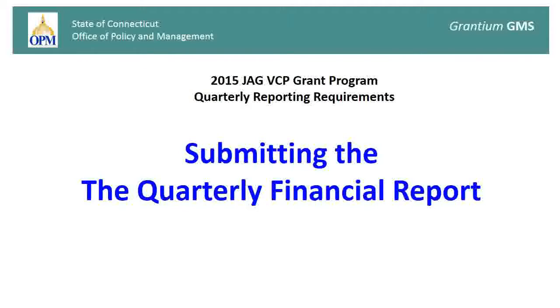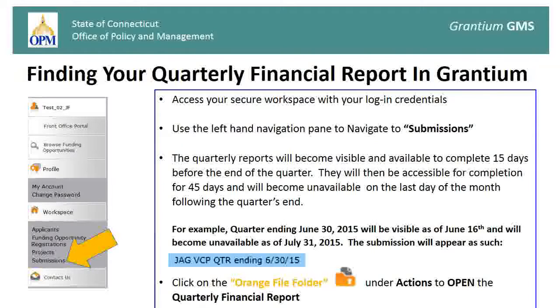Submitting the quarterly financial report. Finding your quarterly financial report in Grantium. Access your secure workspace with your login credentials. Use the left-hand navigation pane to navigate to Submissions. The quarterly reports will become visible and available to complete 15 days before the end of the quarter. They will then be accessible for completion for 45 days and will become unavailable on the last day of the month following the quarter's end.